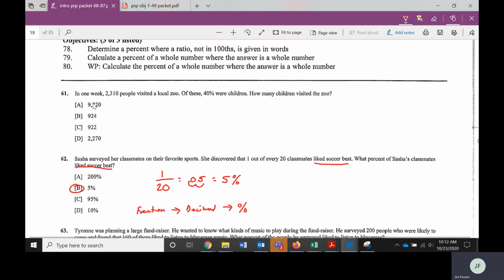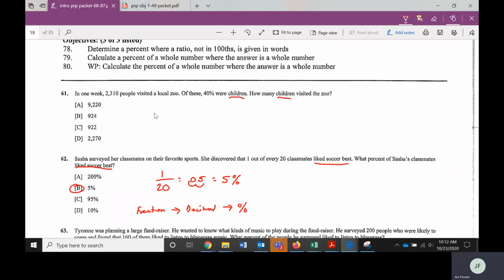So like number 61 here. In 1 week, 2,310 people visited a local zoo. Of these, 40% were children. How many children visited the zoo? So make sure the percent they give you matches the question they ask. So 40% represents children, and they ask how many are children.